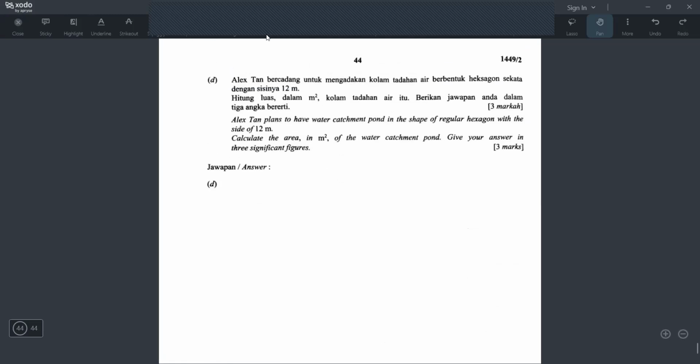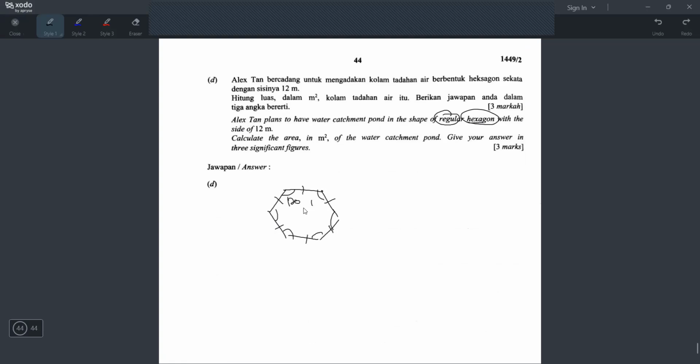So finally, let's go. Alex Tan plans to have a water catchment pond in the shape of a regular hexagon. What is a regular hexagon? Okay, let's draw a hexagon. Hexagon means got 6 sides, but they say regular. Regular means sekata. Sekata means sama panjang for all sides. And when all 6 sides are the same length, it means the interior angle will be the same also. And I will tell you straight away, the angle will be 120.